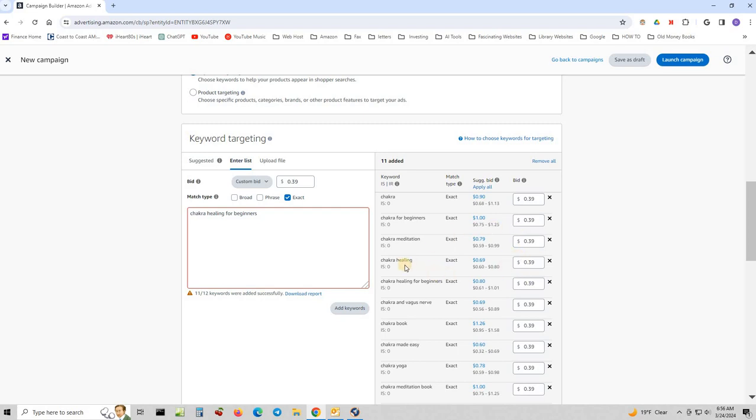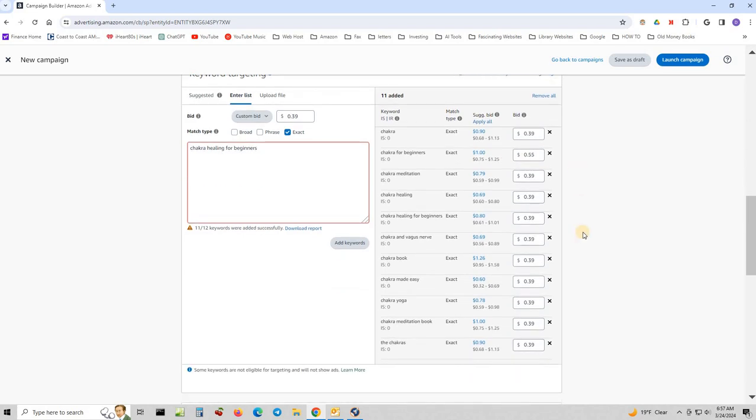Now, some of these I'm going to increase. My book is called Chakra for Beginners, so I'm going to go ahead and up this to 55 cents. I'll get some sales from that. Not every day, maybe only a couple times a week. Once again, you gotta remember, my book is not that great. It is a ghost-written book. It's got a great title and a great cover, and that's why people buy it. And the information's good, it's not great.